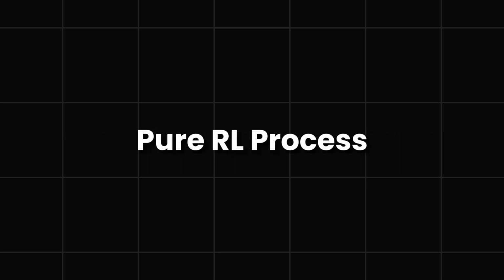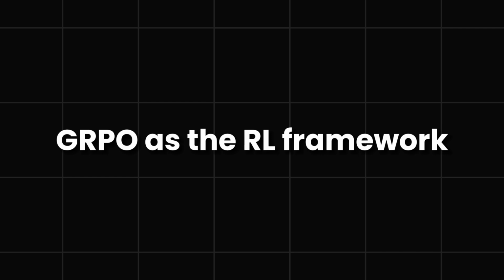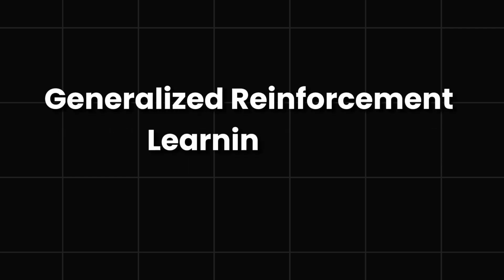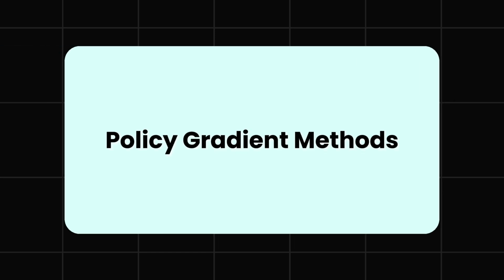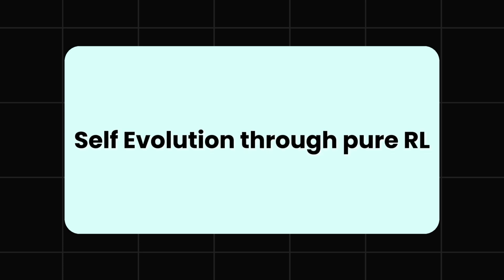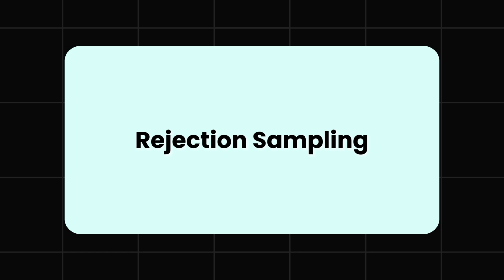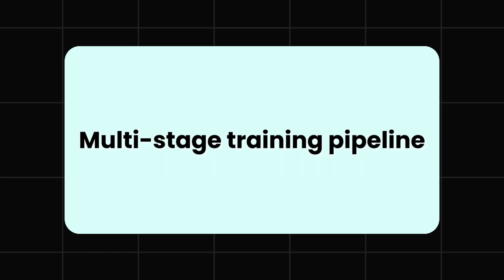Now we have DeepSeek's pure reinforcement learning process. It uses DeepSeek V3 base as the base model and GRPO as the reinforcement learning framework. GRPO is the generalized reinforcement learning with policy optimization. It uses policy gradient methods to directly optimize the policy. It allows self-evolution through pure reinforcement learning. It employs rejection sampling to filter high-quality outputs from the reinforcement learning checkpoints, and it supports a multi-stage training pipeline where the model undergoes iterative refinement.